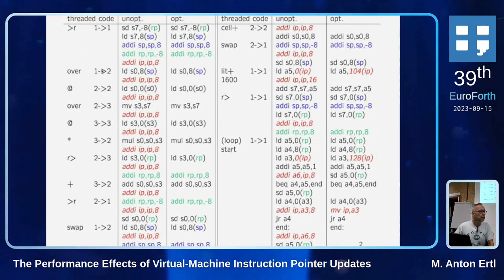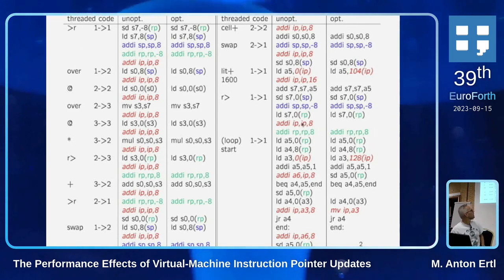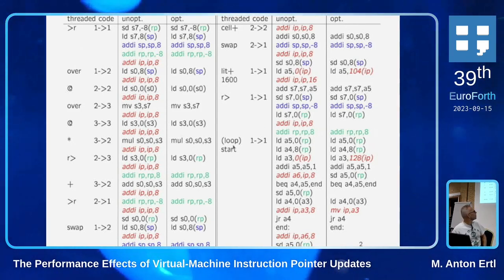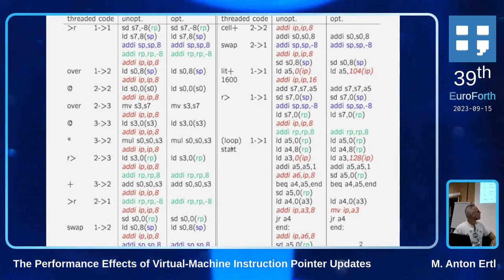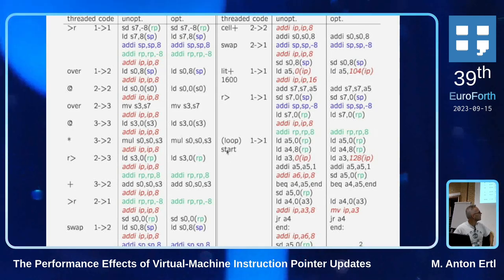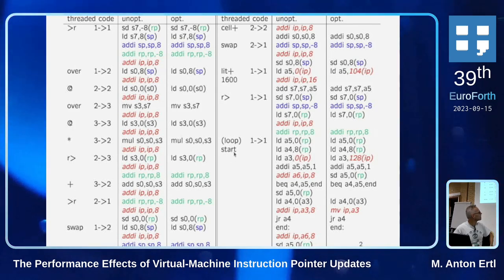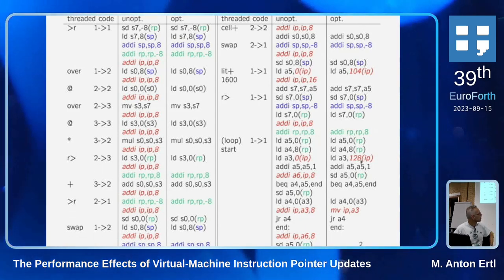Then we have ordinary primitives that don't need the IP again, and we can optimize these IP updates also. Finally, we have this loop instruction, which has another inline immediate argument, and which uses another offset, 128 bytes, to access this.